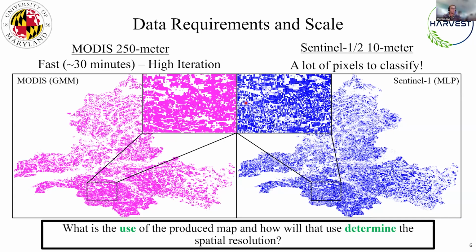And just for a heads up, on the left, the MODIS map was created using a GMM, Gaussian mixture model, with MODIS. And then on the right, we have a Sentinel-1 and 2 produced map with an LSTM, long short-term memory deep learning model from TensorFlow.